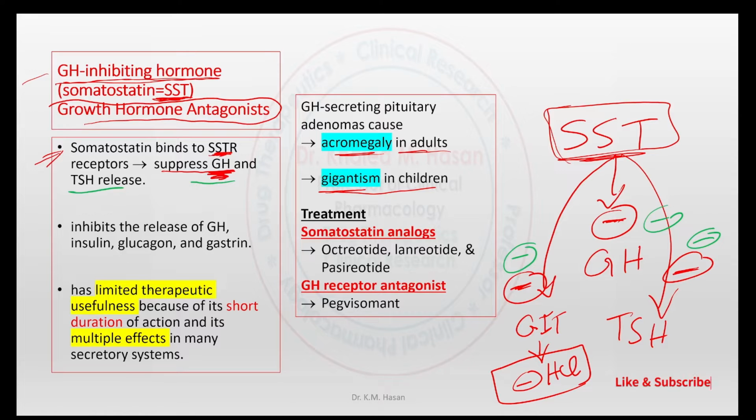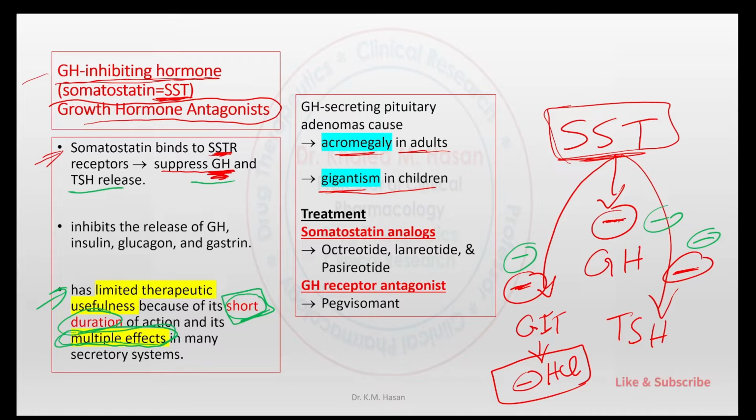We don't use somatostatin in clinical practice. Somatostatin has limited therapeutic usefulness because it has a short duration of action. Number one, somatostatin has multiple effects, and this reminds us of acetylcholine. The same: acetylcholine has a very short duration of action and multiplicity of action. For this reason, we don't use acetylcholine in practice. So the same situation applies for somatostatin. We don't use it because it has a very short duration of action and multiple effects on the human body.